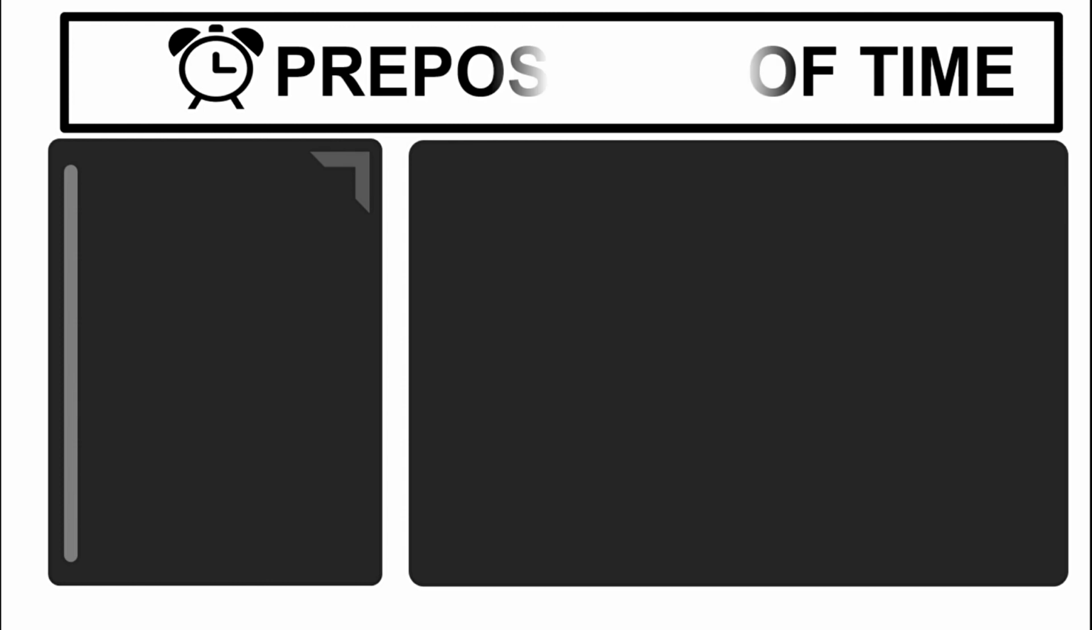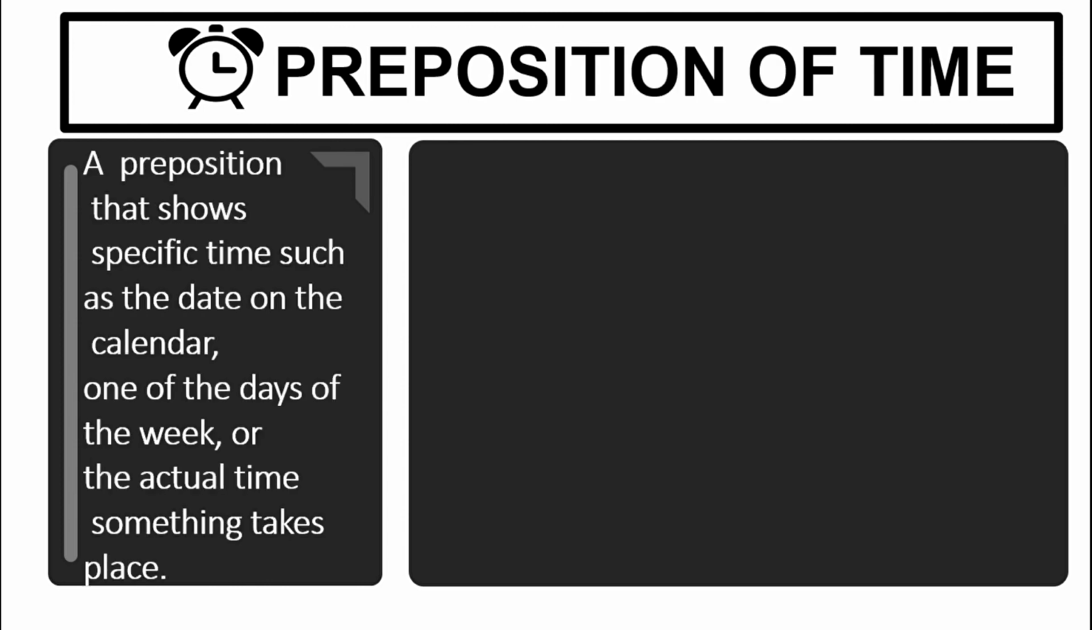Looking at the very first category, it is preposition of time. A preposition that shows a specific time, such as a date on the calendar, days of the week, or in the month, or the actual time when something takes place, is a preposition of time. Usually the words are similar in the case of preposition of time and preposition of place, but they are used in a different way. Depending upon the usage, we categorize prepositions, because similar words are used in different categories, but they depend upon the usage.